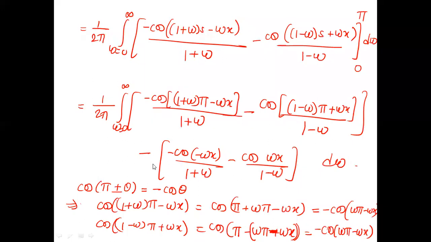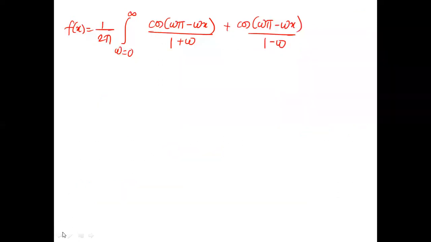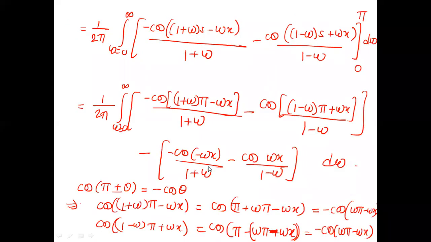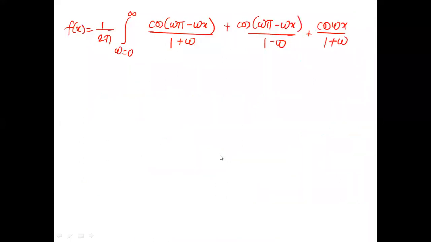Okay, then minus minus plus. But what is cos of minus theta? Cos theta. So this is cos omega x, minus minus plus. So plus cos omega x upon 1 plus omega. Minus cos omega x upon 1 minus omega. But there is again minus outside. So minus minus plus. Plus cos omega x upon 1 minus omega. This much is the part in.